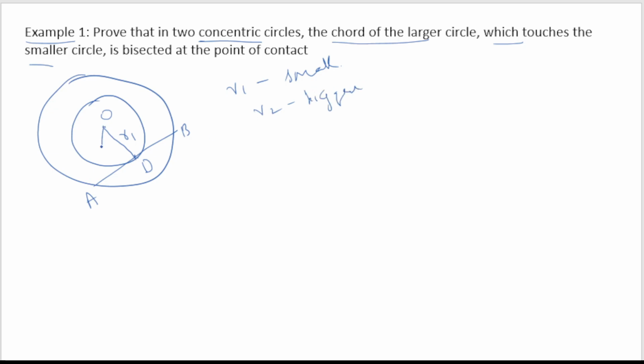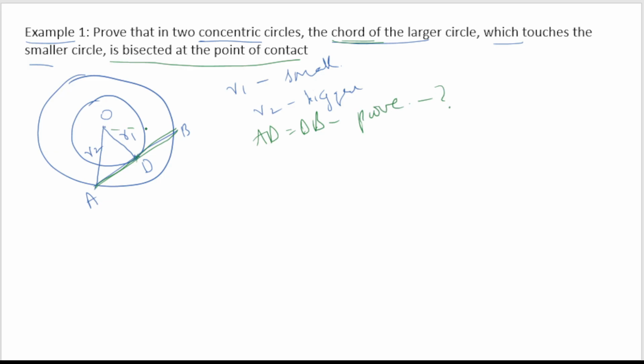Okay, and we will join OA. OA is the radius of the bigger circle, it is R2. And OD is the radius of the smaller circle, R1. And what should we prove? The chord of the larger circle, this AB, is bisected at the point of contact. That means AB is bisected at D. That means AD is equal to DB. We have to prove this.